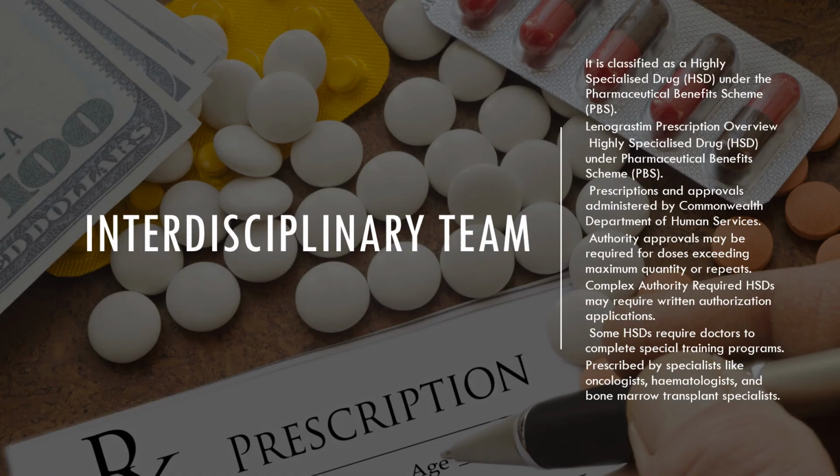Lenograstim is classified as a highly specialized drug under Australia's Pharmaceutical Benefits Scheme with oversight from the Commonwealth Department of Human Services. This classification allows for government subsidies, enhancing patient access to this expensive medication, which is essential for treating complex conditions like stem cell transplantation and chemotherapy-induced neutropenia.